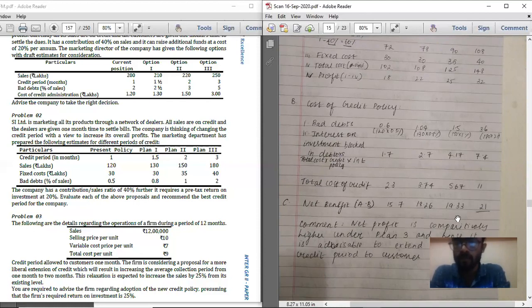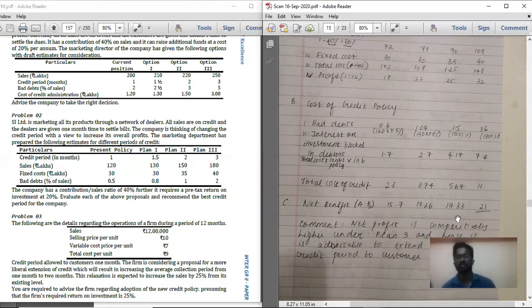19.33. And for the last column, that is 32 minus 11, that is 21. Net benefit is 21. So the net benefit derived from different policies are 15.7, 18.26, 19.33, and 21. So comparatively, if we compare all the 4 policies, that is present policy and 3 plans, we are getting around 21 lakhs net benefit in plan 3. That is, plan 3 is giving comparatively higher net benefit.